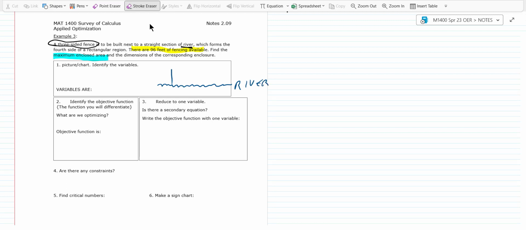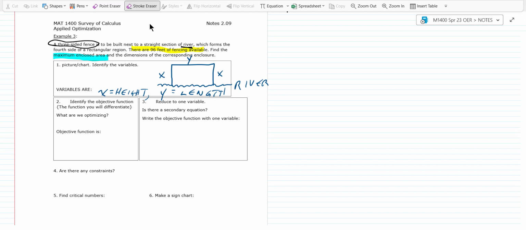And you've got 3 sides of fence. Okay, so we're just going to label it like we did the last problem. X will be the height of the rectangle, Y will be the length. So your variables are X is equal to the height, and Y is equal to the length, like that. Drawing a picture is pretty helpful anytime you're doing these problems.